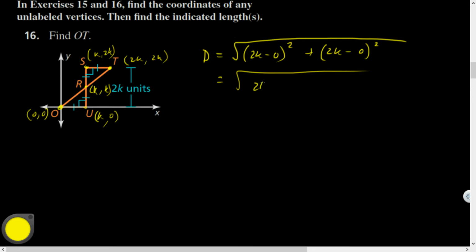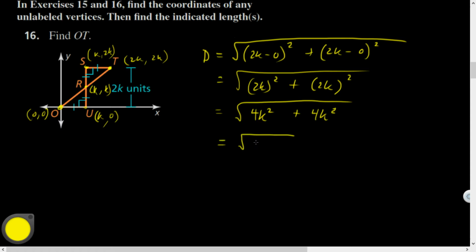Let's see, so this is going to be 2k all squared plus 2k all squared. You guys perhaps remember that exponents are distributive over multiplication. So that's going to be the same as 4k squared plus 4k squared. Those are like terms. How many k squareds is that? 8k squared. And radicals are distributive over multiplication, so that's the same as the square root of 8 times the square root of k squared.